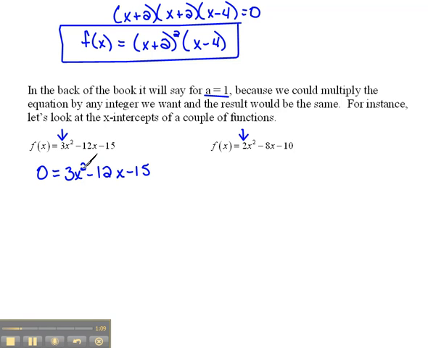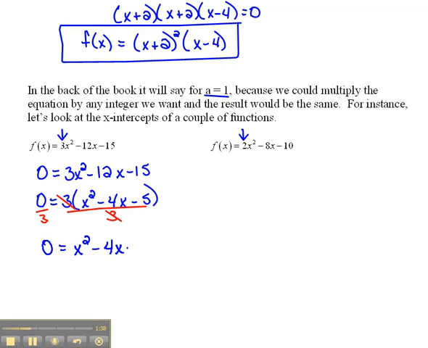Now, since this is quadratic, we have to think factoring. And our first rule of factoring is always to pull out the GCF. So that would be a 3 in this case. If I pull a 3 out, we have 3 times x squared minus 4x minus 5. And then to continue on, we could divide both sides by 3 to get rid of it. And we would have 0 equals x squared minus 4x minus 5. From this, then, we could continue factoring and solving.